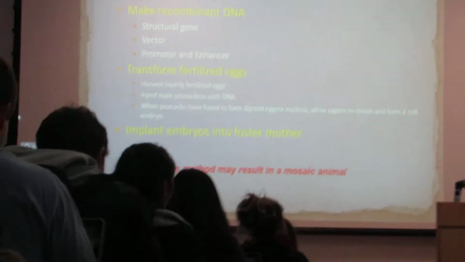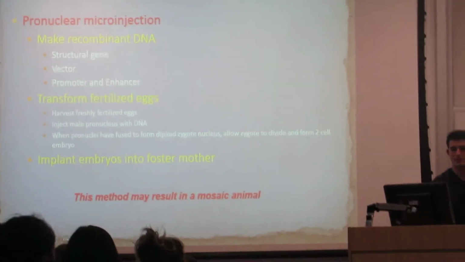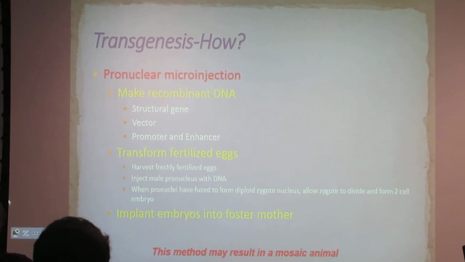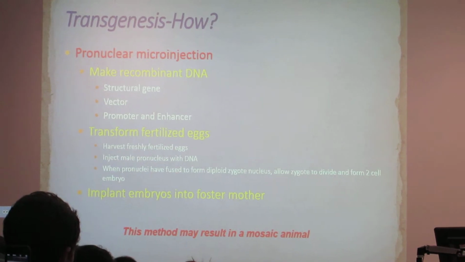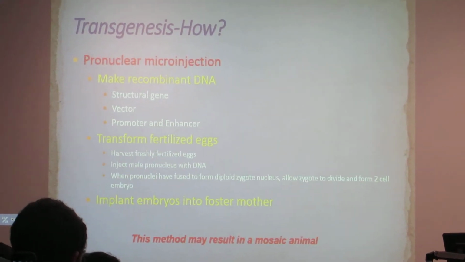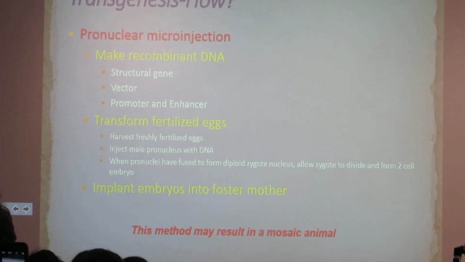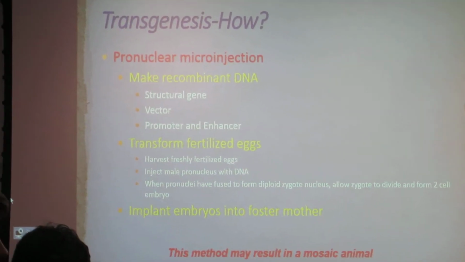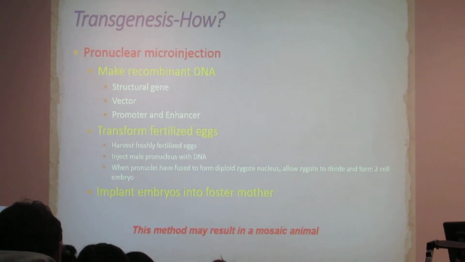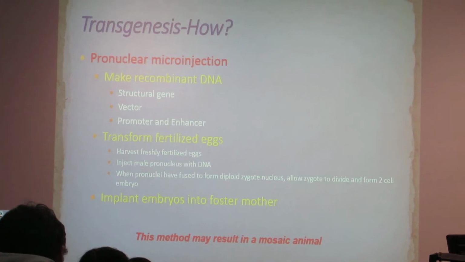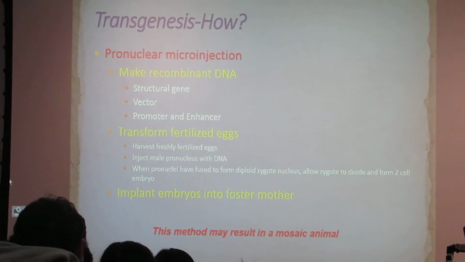Pronuclear microinjection. So there are two types. There's somatic cell nuclear transfer, and then there's pronuclear microinjection. You don't have to really worry about the pronuclear microinjection. This is a less used model. If you want to get a fully cloned animal, you want to use somatic cell nuclear transfer.